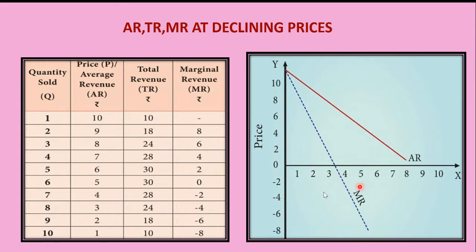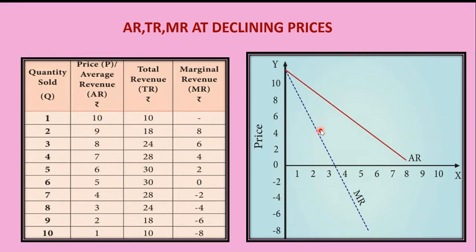On the x-axis we have plotted the quantity, and on the y-axis we have the price. This is the AR curve and this is the MR curve. How do you plot the points? 1 and average revenue is 10. 1 and 10. 2 and 9. 3 and 8. Likewise, you mark the average revenue, then the marginal revenue. 2 and 8. 3 and 6. In the table, average revenue is 9 and this is 8. This is 8 and this is 6.